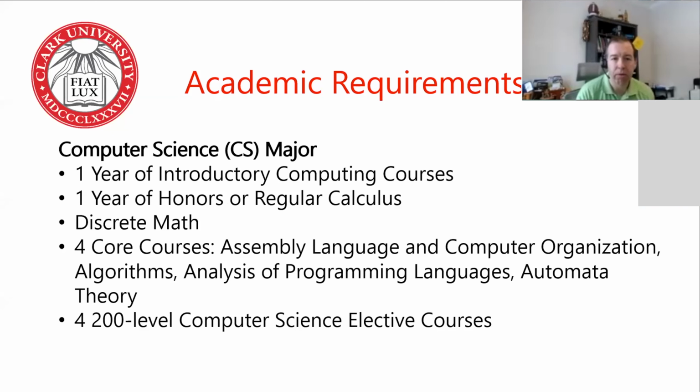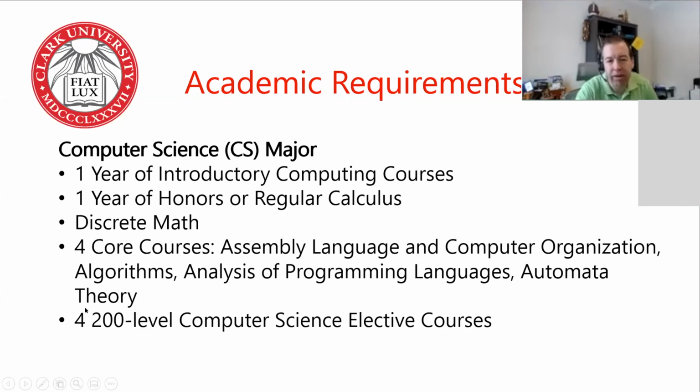Our computer science major has a sequence of courses, and it starts with a one-year introductory course sequence. We have a course called CS 120, which is our introductory course, and then CS 121, which is what we call data structures. After the first year, people usually start taking some of the four core courses, including assembly language and computer organization, an algorithms course, a programming languages course, and an automata theory course.